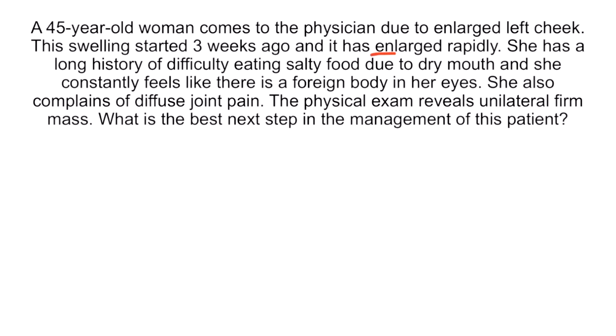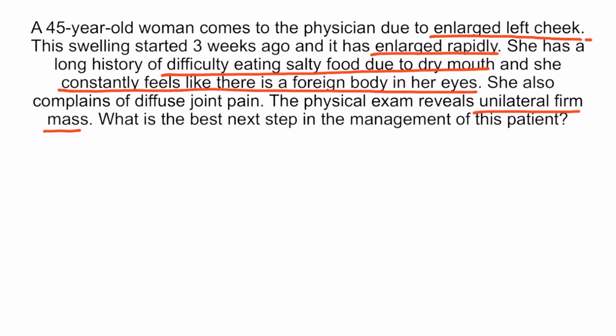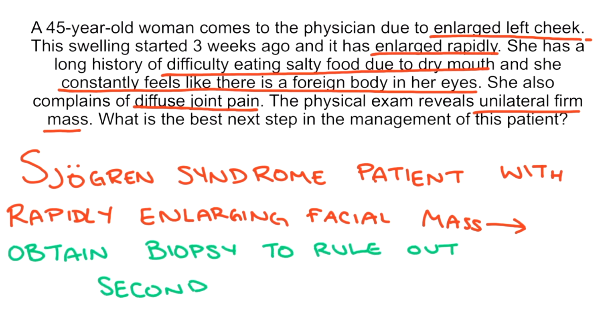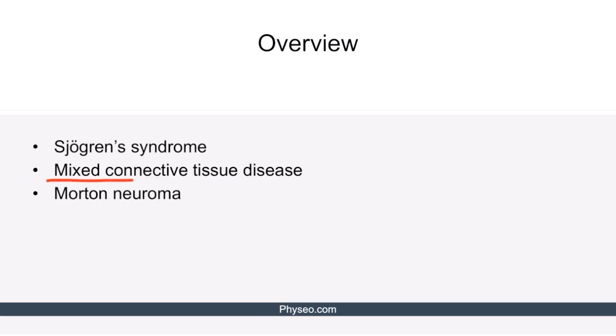This woman reports rapidly enlarging swelling on her left cheek. The physical exam reveals unilateral firm mass. She has dry mouth, a feeling of a foreign body in her eyes, and diffuse joint pain. Dry mouth, dry eyes, and diffuse arthralgia point toward the diagnosis of Sjögren syndrome. Rapidly enlarging facial mass in the context of Sjögren syndrome raises suspicion for secondary marginal zone lymphoma in the parotid gland, which is a type of non-Hodgkin lymphoma. Therefore, the best next step in management of this patient is to obtain a biopsy of the mass to rule out lymphoma.